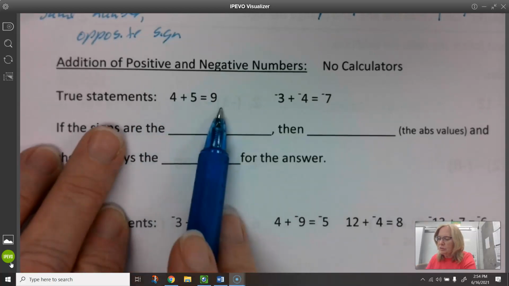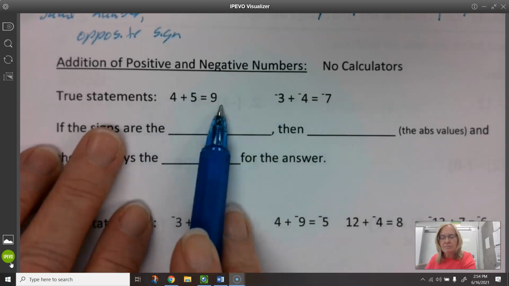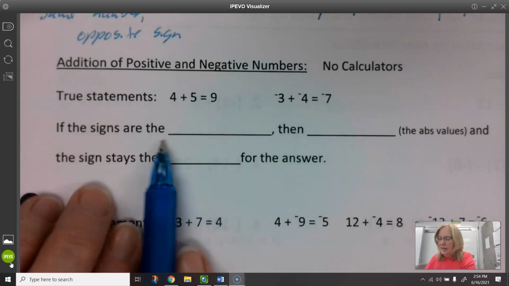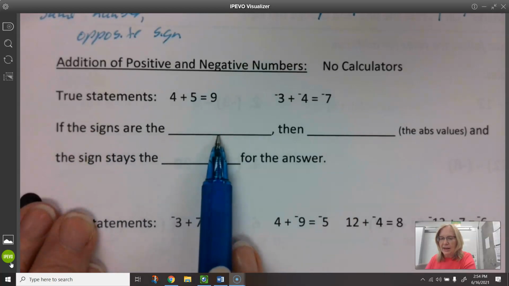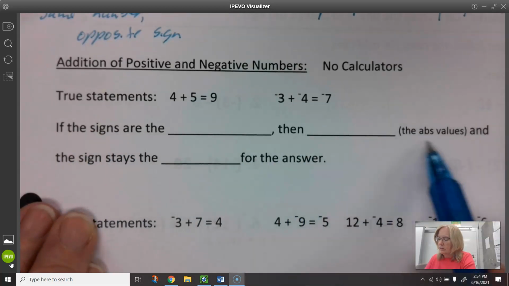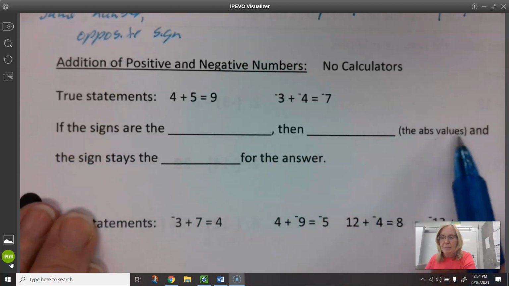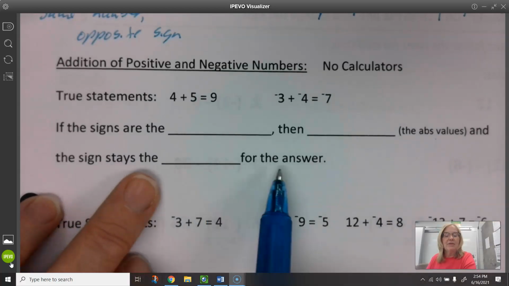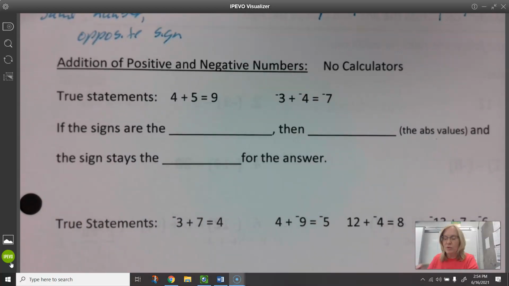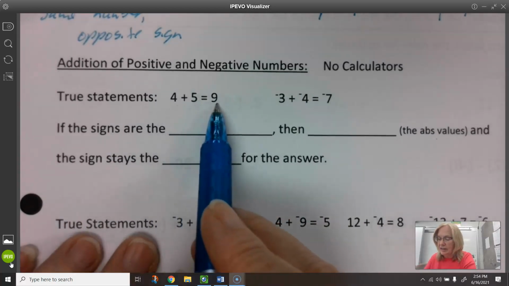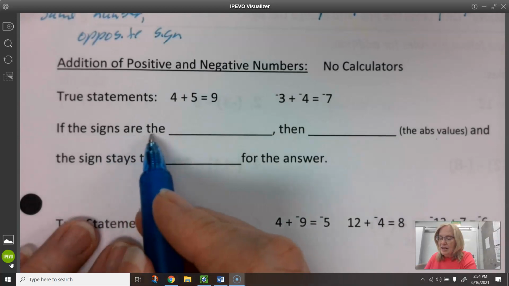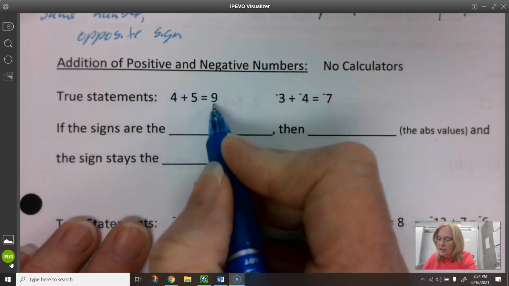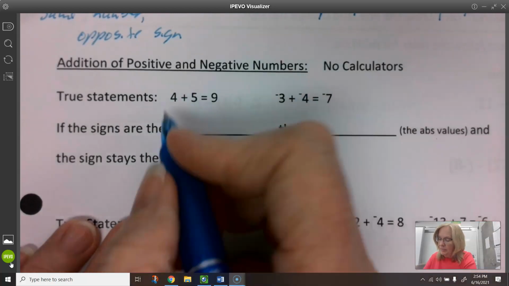So I want you to look at these two true statements. 4 plus 5 equals 9. Negative 3 plus negative 4 equals negative 7. Okay? And then look at this statement. If the signs are blank, then blank the absolute values, so do something with the absolute values, and then the sign stays the blank for the answer. Oops, I might have already given some away. So look at this. Think for just a second. If the signs are, see how both of these have the same sign? These are both positive, I get a positive. These are both negative, I get a negative.